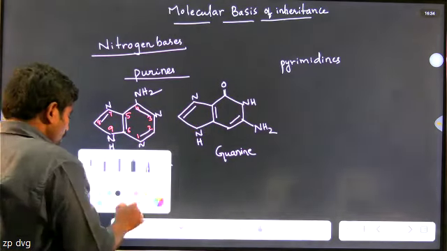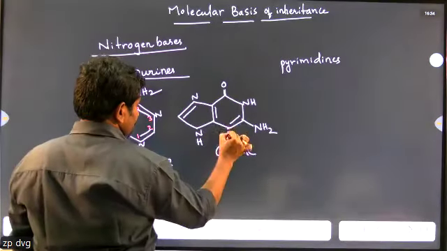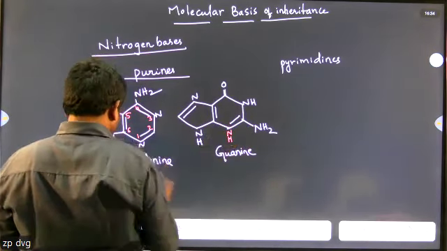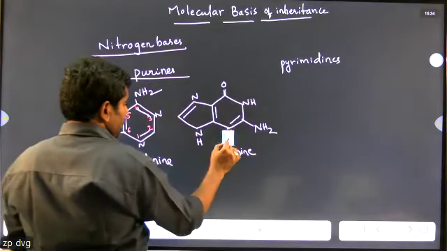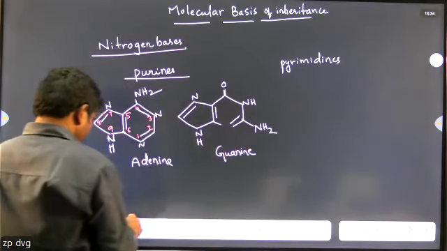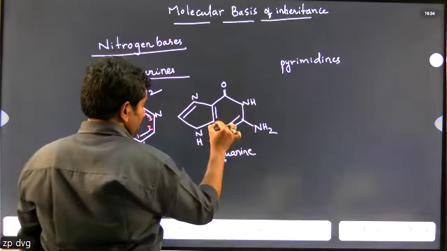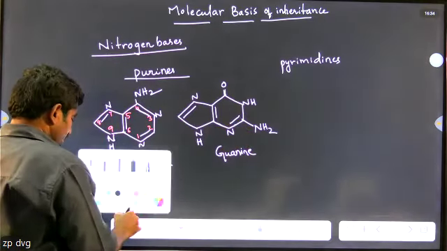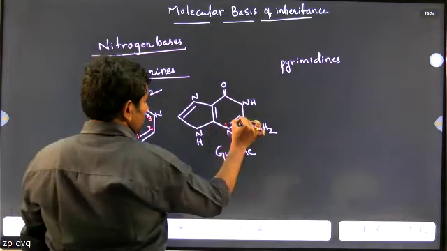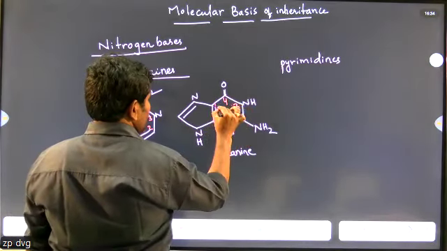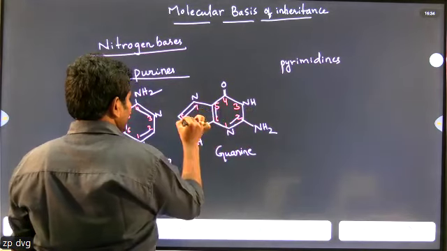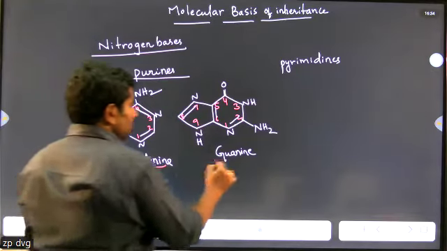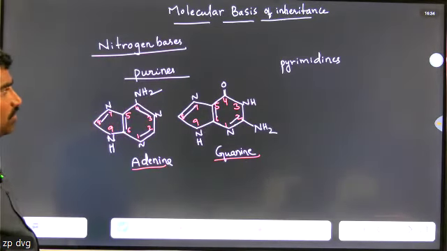In guanine also, this is the first position, NH won't be there, N only will be there. Then this is first position, second, third, fourth, fifth, sixth, seventh, eighth, and ninth positions. So guanine is present like this. Adenine and guanine, these two are called purines.